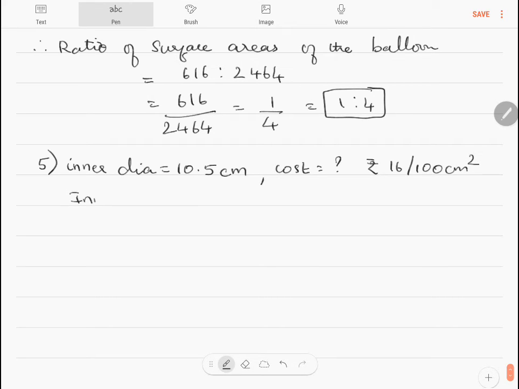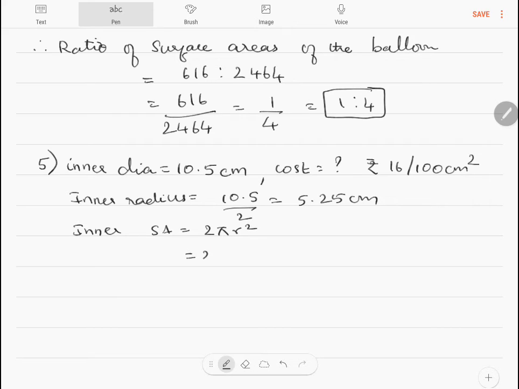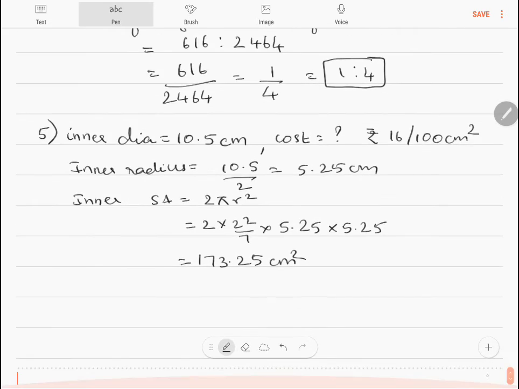Now the inner radius will be equal to 10.5 by 2, which is equal to 5.25 centimeters. Now inner surface area we have to find, which is equal to 2 pi r square. 2 into 22 by 7 into 5.25 into 5.25, which is equal to 173.25 centimeter square.